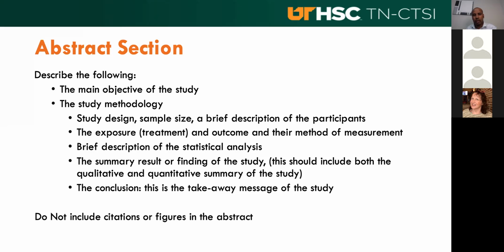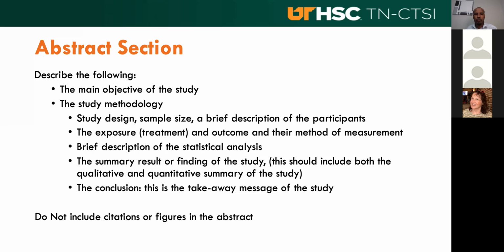So try to mention the sample size and a brief description of the participants, in terms of the age of the participants, the characteristics of the participants, whether they are healthy participants or patients, like COVID-19 patients and the likes. So a brief description of the participants is very important: the average age of participants, gender composition and the likes. The exposure or treatment and outcome and their method of measurements.